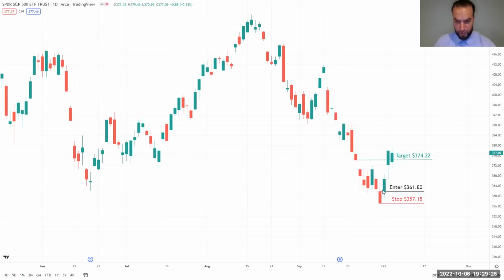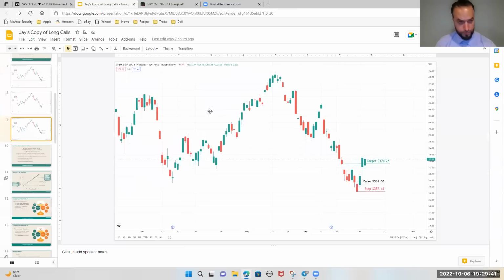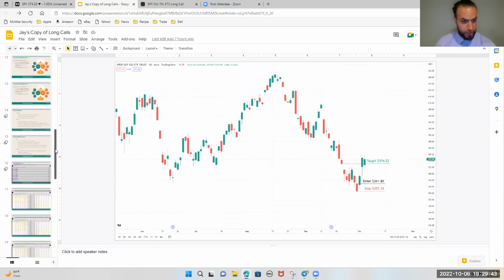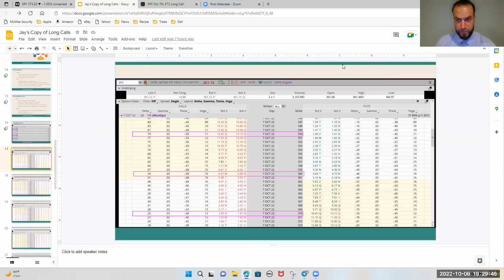And we're thinking, okay, price is trading close to 361. This week, I would like to try to target 374. If things don't go my way, I will exit the trade if price is trading at 357, okay? So now I'm going to jump back into that first option chain.